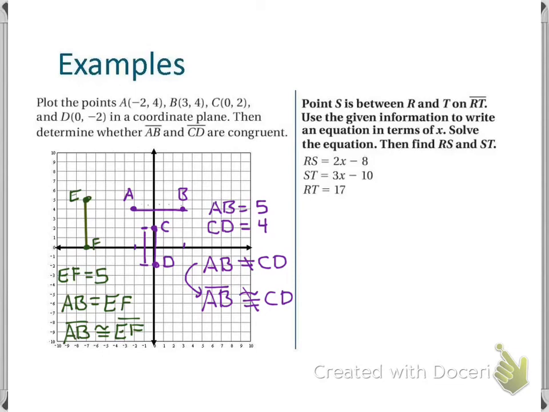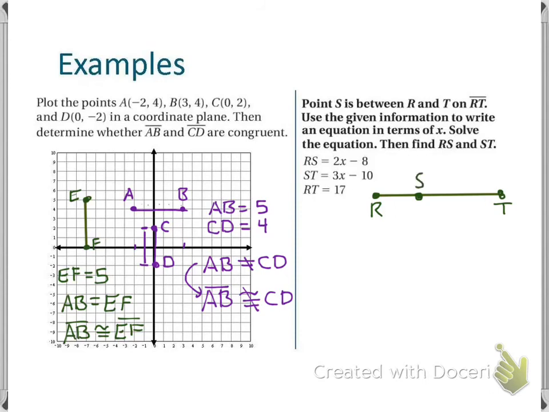Okay, so let's change gears now. Now we're looking at a segment addition problem. An important thing you're going to see on these problems over here on the right is you have to set up the diagram correctly. So it tells us that point S is in between R and T on segment RT. So that means R and T are endpoints, and S is somewhere between them. Where? We don't know. It's just somewhere between them.